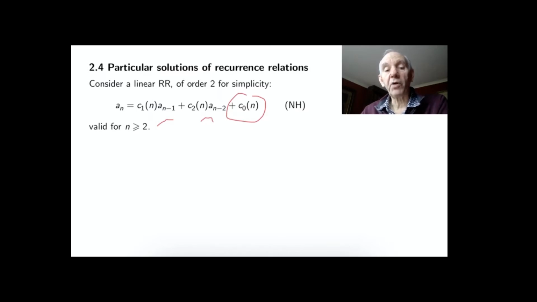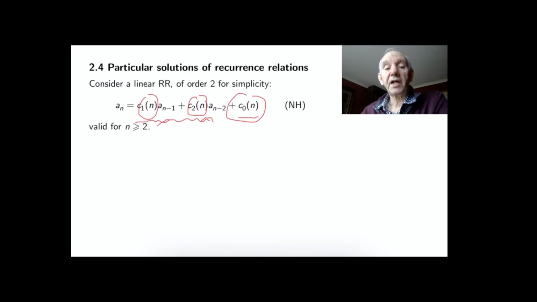Now, most of the time we'll be dealing with the situation in which these two functions, C1 and C2, are actually constants. So those are the so-called recurrence relations with constant coefficients. But typically the extra term C0 of n will not be constant. But in the definition of a linear recurrence relation, we don't demand that C1 and C2 be constant. They can be any functions of n. The important thing is we've got this linearity in the sense we have this linear combination here.